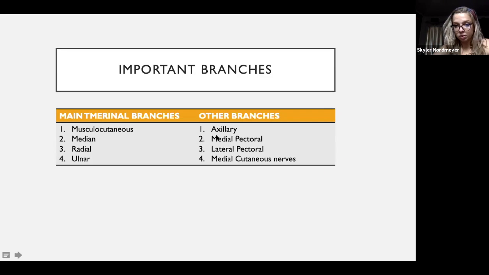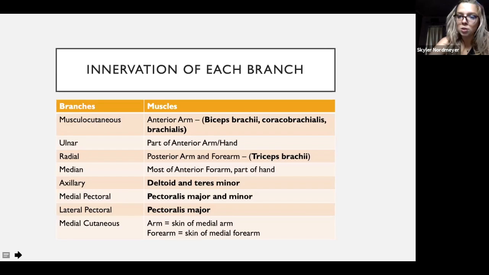And then there's just the other ones on the other side that are all the pectorals over there, and then all the medial cutaneous, and then our A1 star player, the axillary one. So we're going to go over what each one does. I made this nice little table.